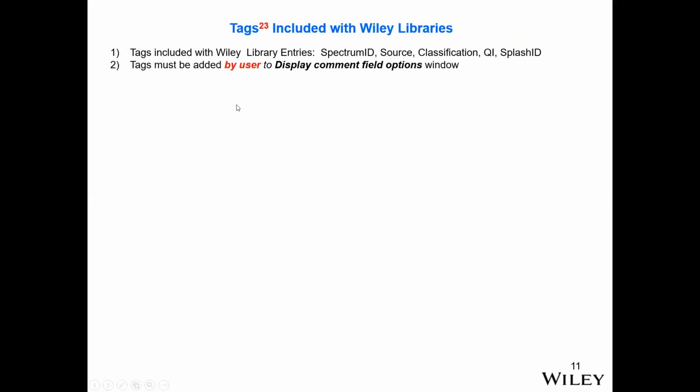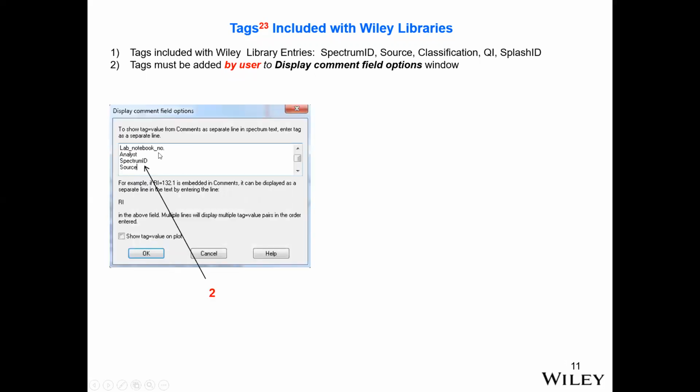You also have tags for Wiley libraries. Really, the Wiley library is just a huge user library, because it's not a NIST library, so NIST will accept it as a user library. They have certain tags that they put in their software when they set it up, and they are Spectrum ID, source, classification, QI (quality index), and splash ID. So you must add those to your display comment field to get them to work.